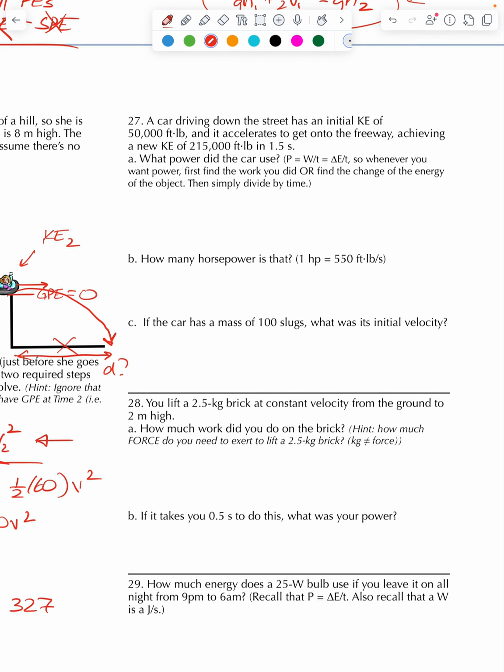A car driving down the street has an initial KE of 50,000 foot-pounds, and it accelerates to get onto the freeway, achieving a new KE of 215,000 foot-pounds in 1.5 seconds. What power did the car use, if that's the right word to use for it?